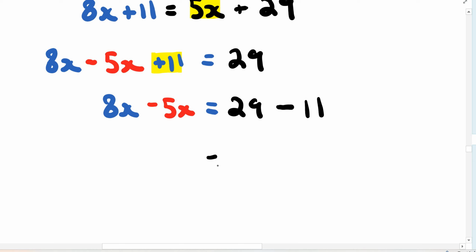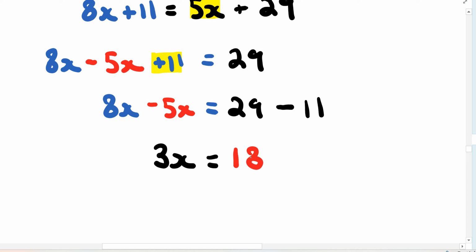Okay, and now we've got all the x's on one side and all the numbers on the other side. So 8x minus 5x is going to be 3x on the left-hand side. And 29 minus 11, I believe, is just going to be 18, right?